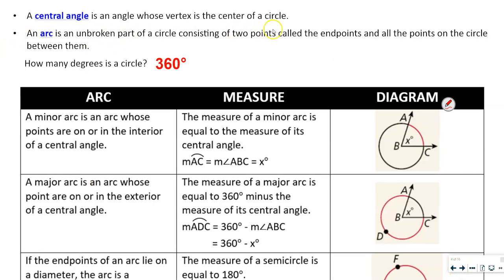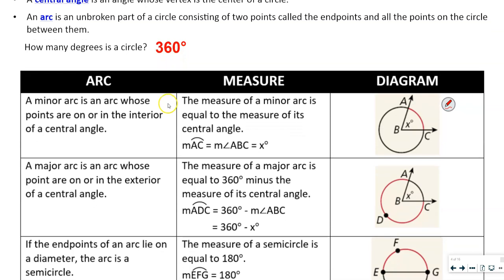So a central angle is an angle whose vertex is at the center of the circle. Like here, this is a central angle because its vertex is at the center of the circle. An arc is an unbroken part of the circle consisting of 2 points called the endpoints and all the points in the circle between them. So this is an arc right here. Over here on the right, y'all see this arc AC? That's an arc.